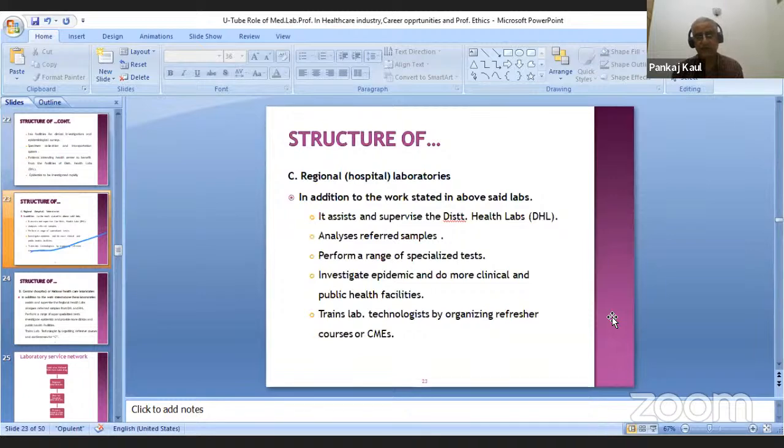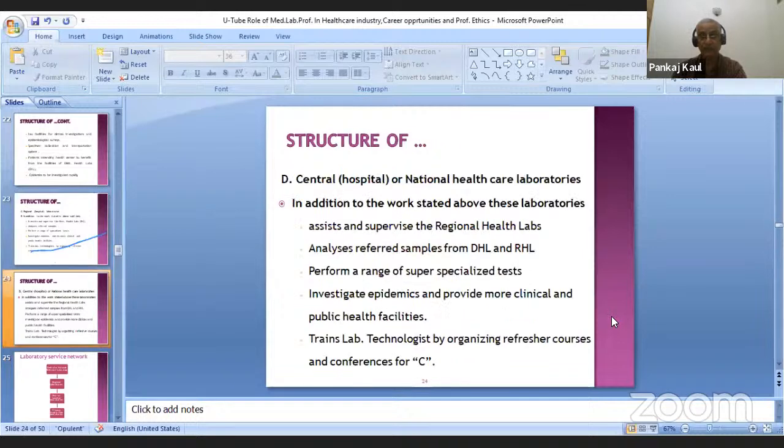In addition to the work stated in the above-said labs, it must assist and supervise the district health labs, analyze referred samples, perform a range of specialized tests, investigate epidemics and provide more clinical and public health facilities, and train lab technologists by organizing refresher courses or continuing medical education programs.